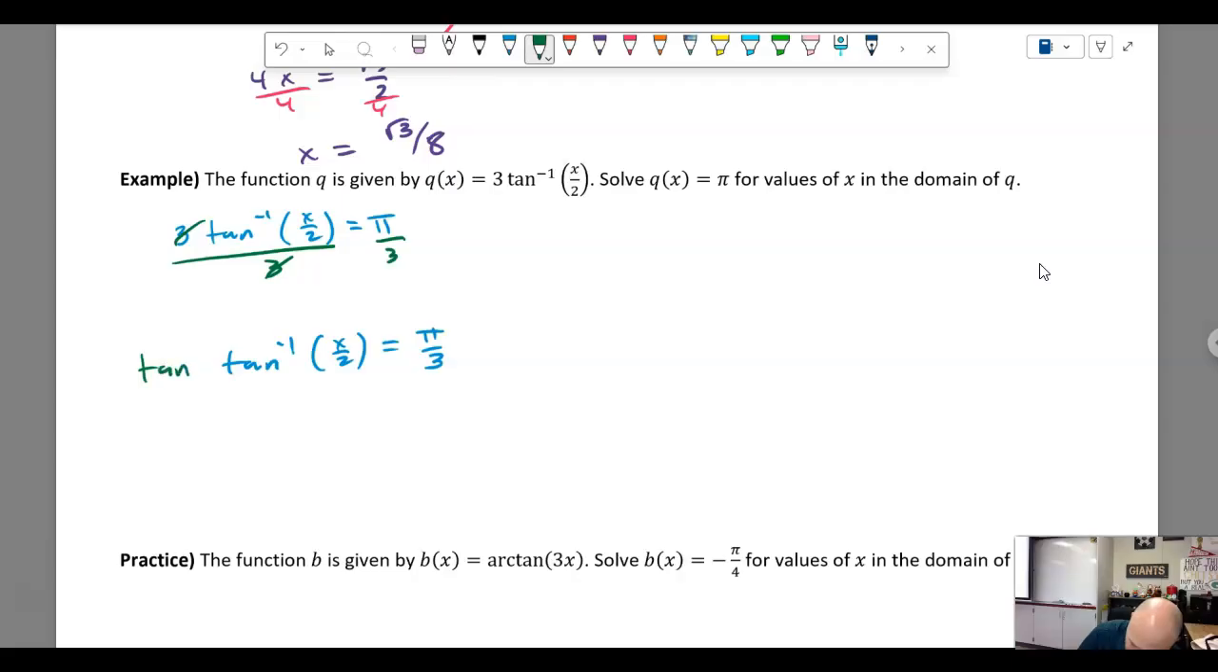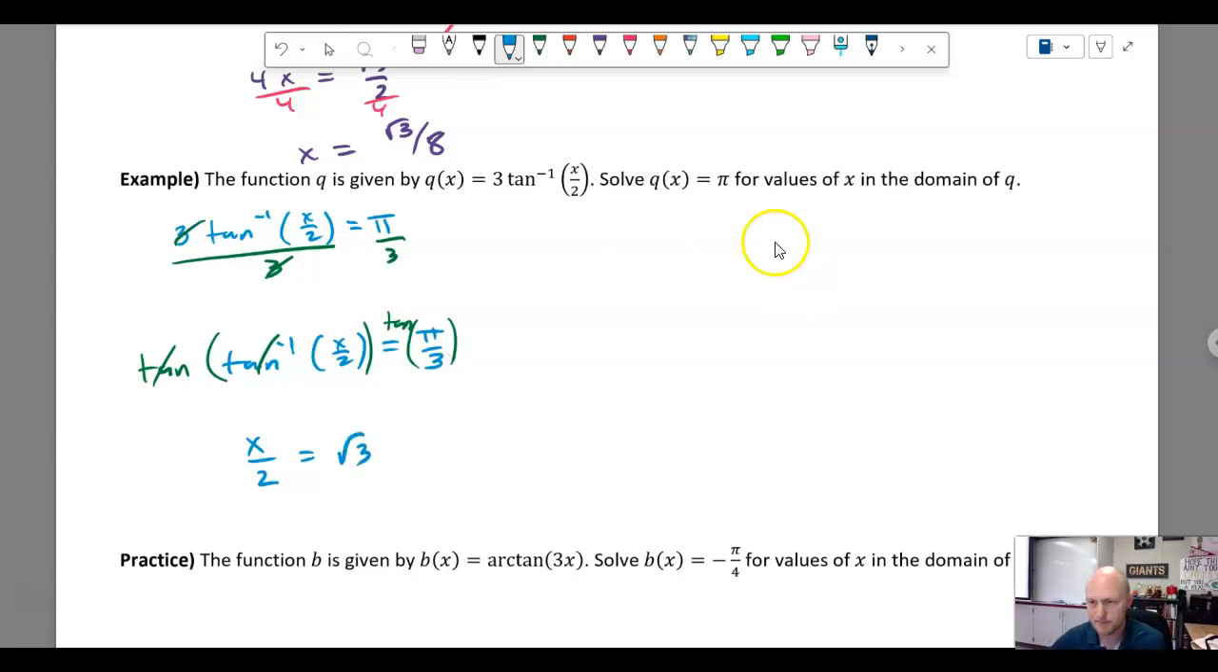And then I'm going to get rid of the tan inverse by taking tangent of each side. And I get x over 2 is equal to tangent of pi thirds. Pi thirds is the big angle, so it gets the big value. This should be square root of 3. Okay, and again, if you don't know tangent that way, you can do sine of pi thirds divided by cosine of pi thirds, right? Which your x value is 1/2. You get root 3 over 2, which is 1/2.